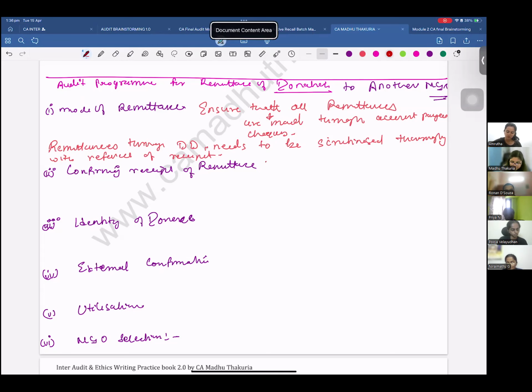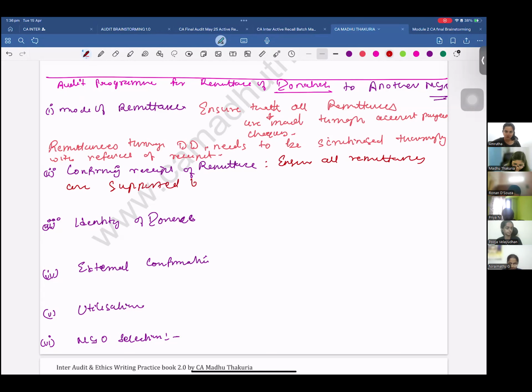Please ensure all remittances are supported by receipts or acknowledgement. So, for example, Amrita, you run an NGO and I also run an NGO. You collect the money from the foreign donors and then you remit to my NGO. Should I be giving you some receipt, some acknowledgement that I have received some amount from you? Yes. So please make sure all remittances are supported by some receipts or acknowledgement.